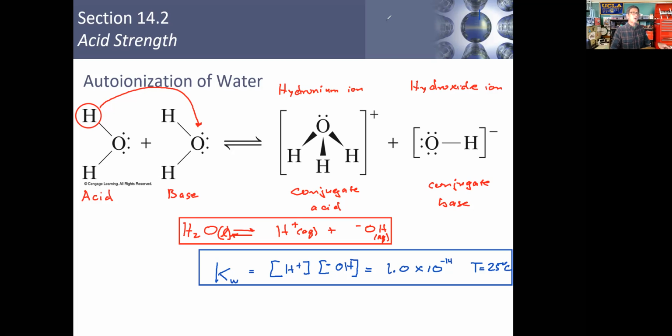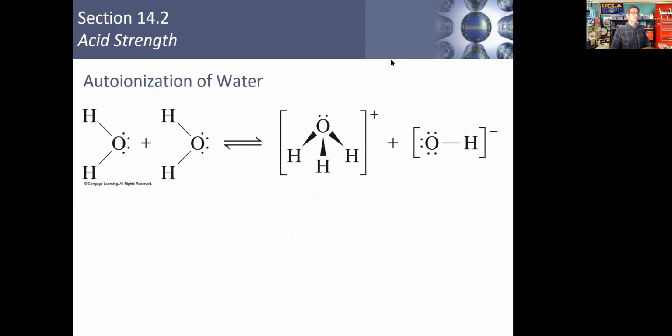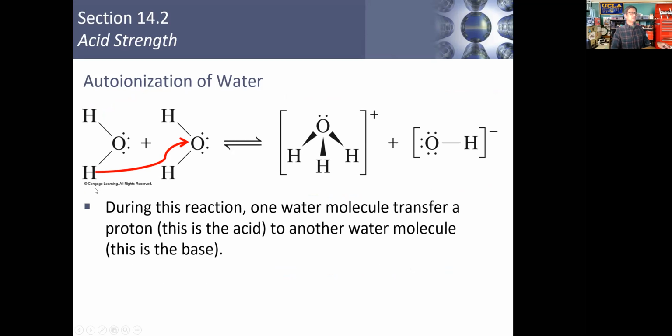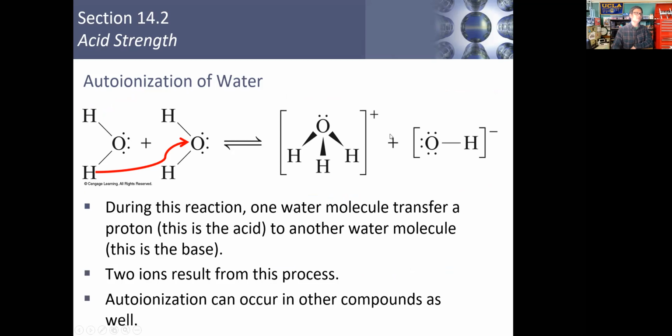So why are we talking about this? Why are we referring to this? Because if we have the concentrations, and we can measure, for example, the concentration of one of these ions here, we can determine the concentration of the other. And based on that, we can define the strength of that particular acid or base.